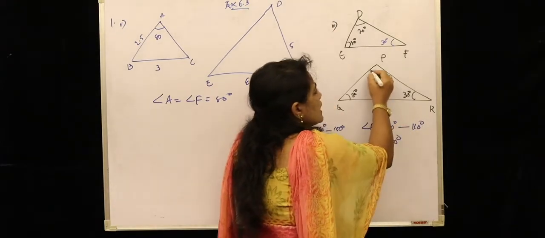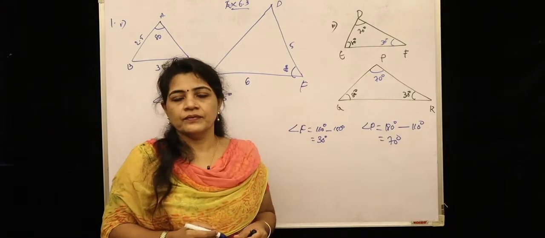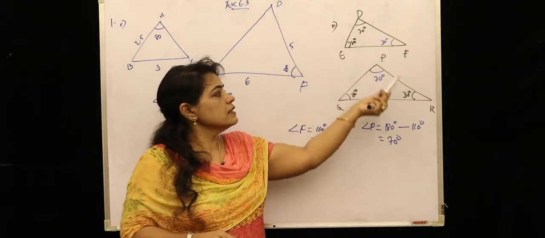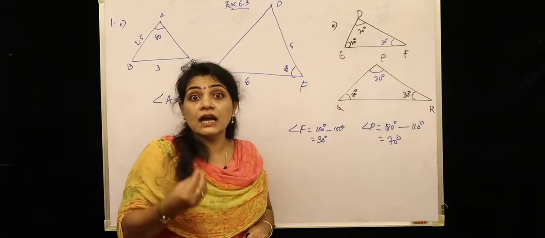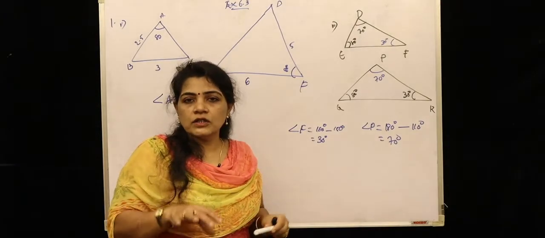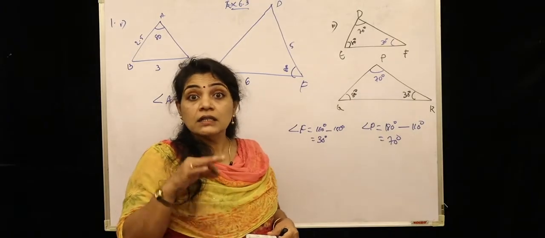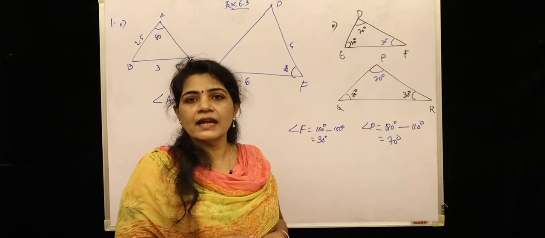So you can write here angle P as 70 degrees. Now you check. You can see that 70 degrees here, 80 degrees here, 30 degrees here. That means in both the triangles, all the three angles are congruent, are equal. It is sufficient to say that they are similar. If any two triangles have three angles the same, they will be similar under the AAA criterion.